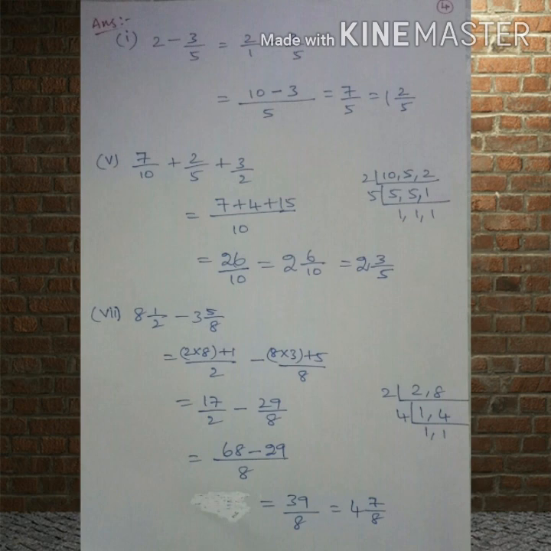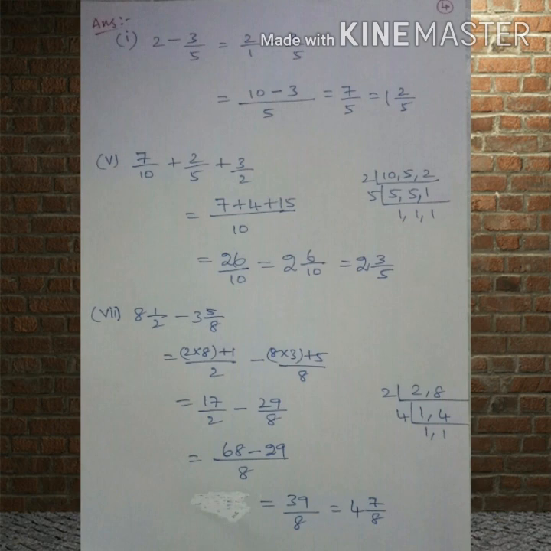7/5 is an improper fraction, so we have to convert it into a mixed fraction. When we divide 7 by 5, we get the quotient 1 and remainder 2, so that will be equivalent to 1 2/5.